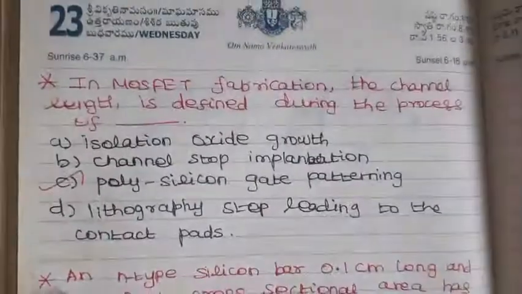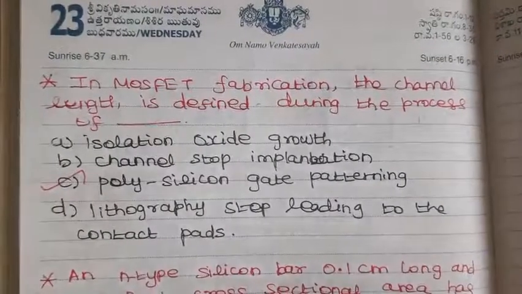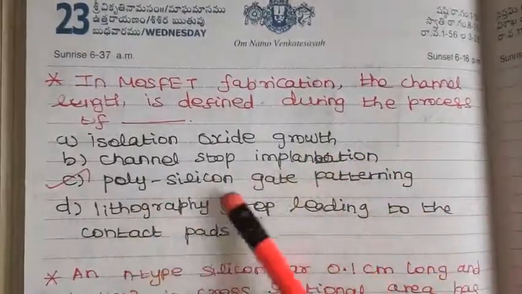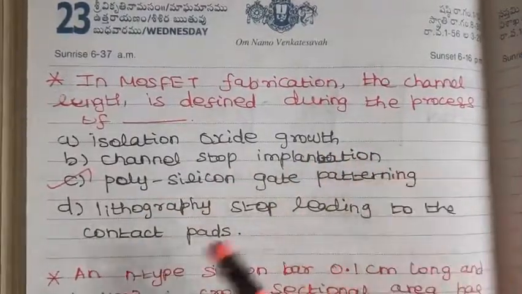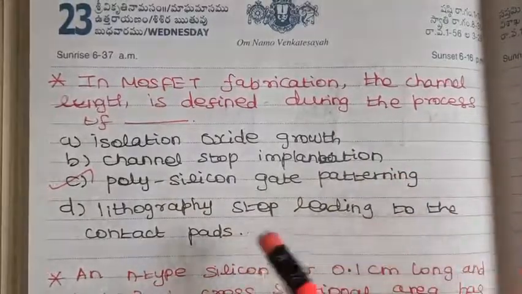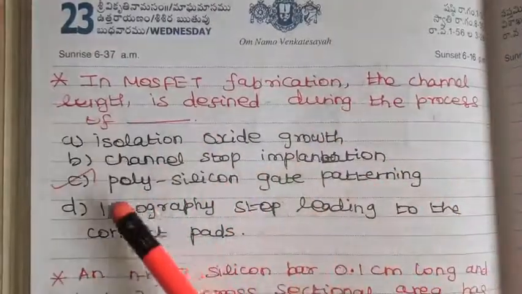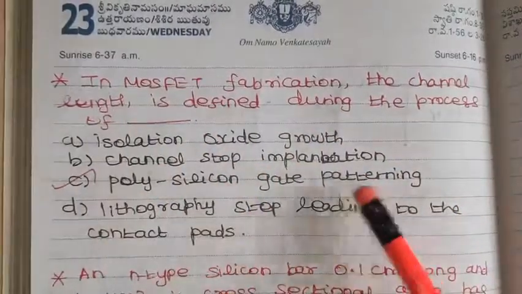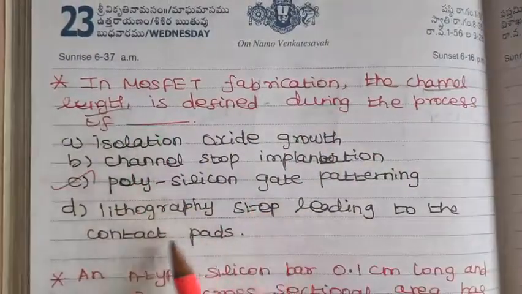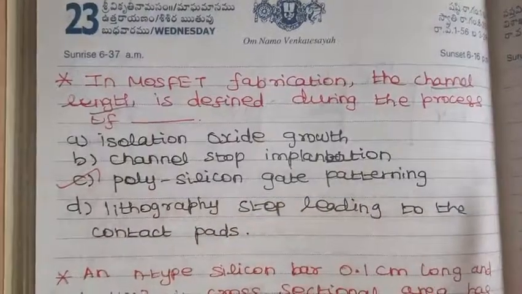Then, in MOSFET fabrication, the channel length is defined during which process: isolation oxide growth, channel stop implantation, polysilicon gate patterning, or the lithography step leading to the contact pads? In MOSFET fabrication, the channel length is defined during the process of polysilicon gate patterning. Option C is the right option.